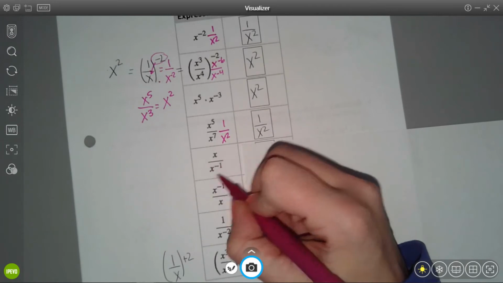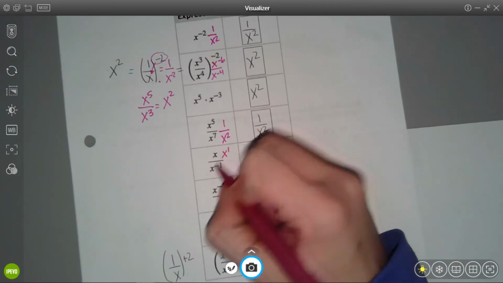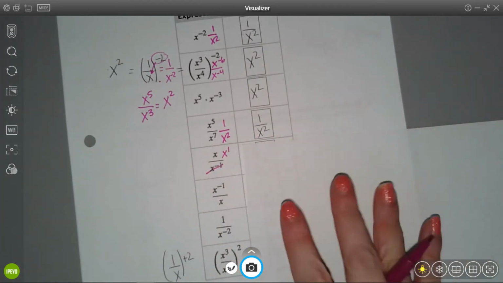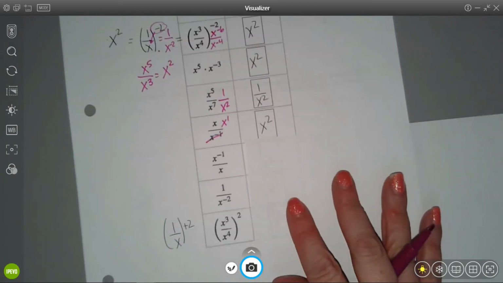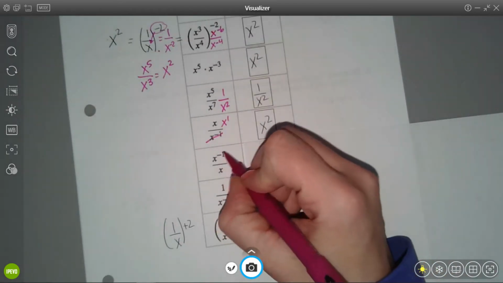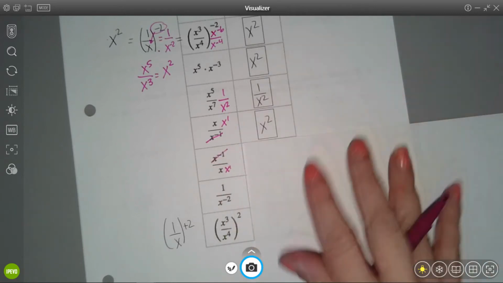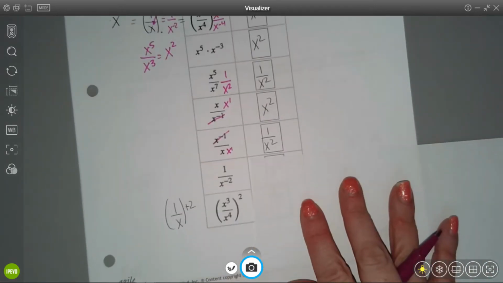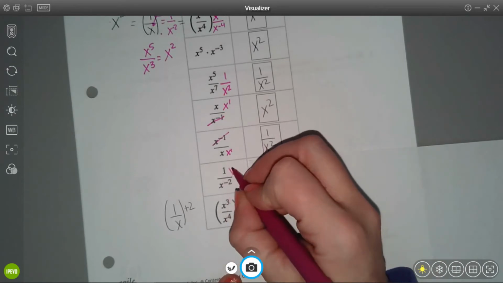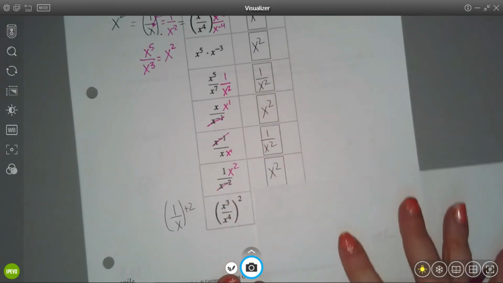Here, move my negatives to the top, make it positive, get rid of it on the bottom. So how many x's do I have on top? 2. On this problem, negative, so move it to the bottom, make it positive, get rid of it on top. I have an x squared in the denominator.